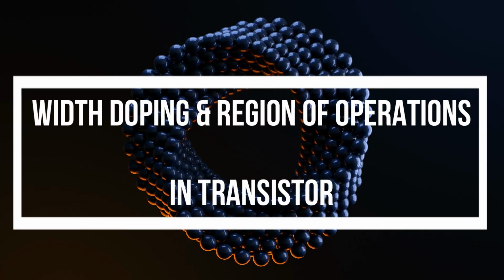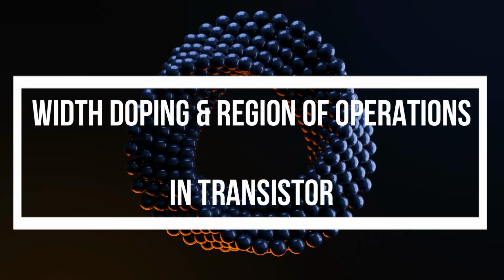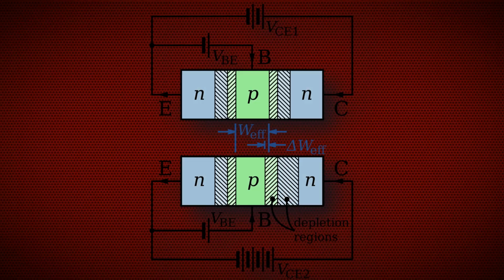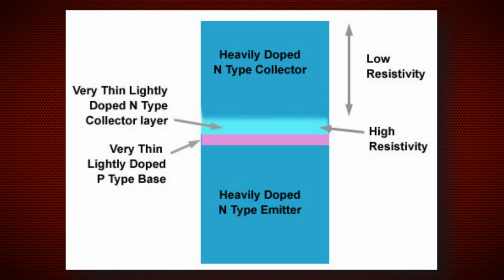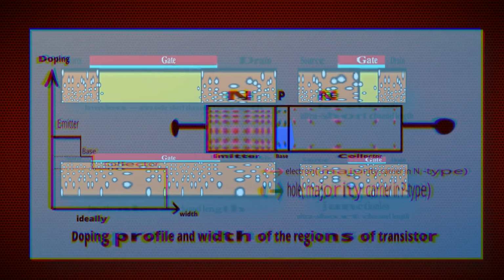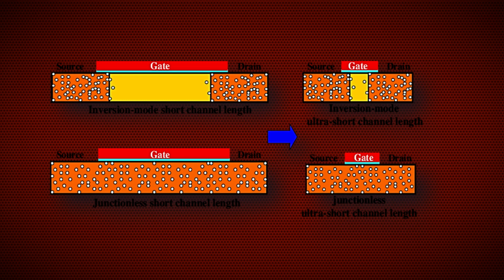Now doping and region of operation in transistors. The collector is more in width than the emitter, and the emitter more than the base. The doping level of the emitter is more than the collector, and the collector more than the base. Region of operation in a transistor. There are two junctions in a transistor, J1 and J2. When the first junction J1 is forward bias and J2 is reverse bias, this region is called the active region, also called the amplifier. When junction J1 is forward bias and junction J2 is also forward bias, this region is called the saturation region. When junction J1 is reverse bias and junction J2 is also reverse bias, this region is called the cutoff region.